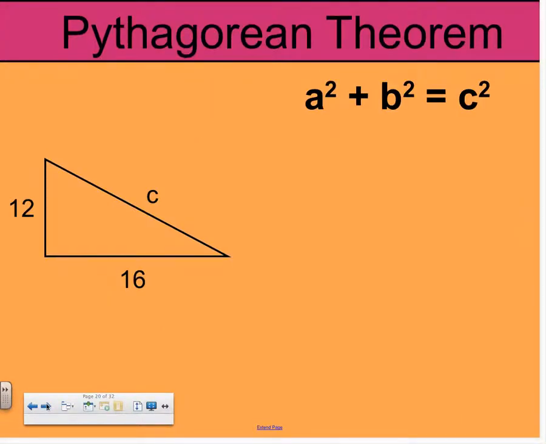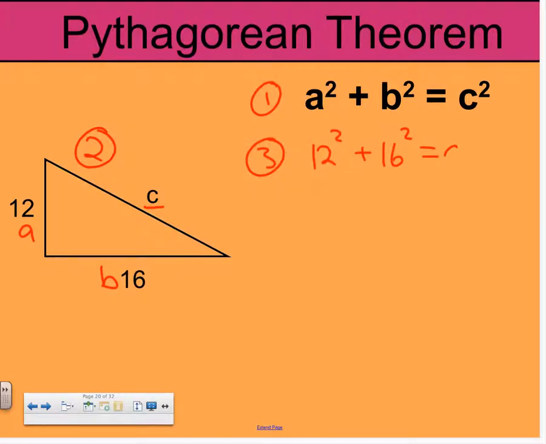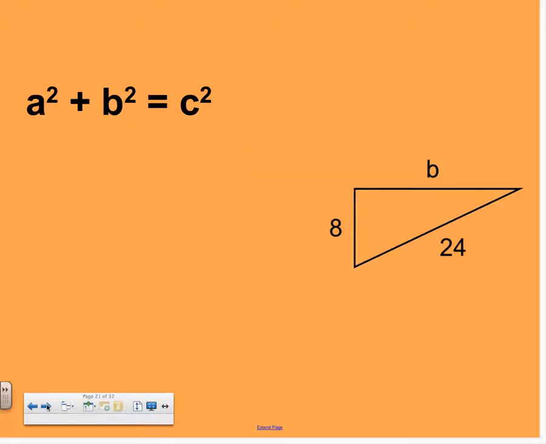I'm not going to solve this one all the way through to completion, but I want to make sure you know the most important steps. The most important step, number 1, is to write down the Pythagorean Theorem. Number 2 is to label the sides. So I know what C is, so I'm going to label A and B. And then step number 3 is to substitute the information we know into the formula. So 12 squared plus 16 squared equals C squared. And now we simply need to solve. Now, those two examples were pretty straightforward, but sometimes the Pythagorean Theorem changes.